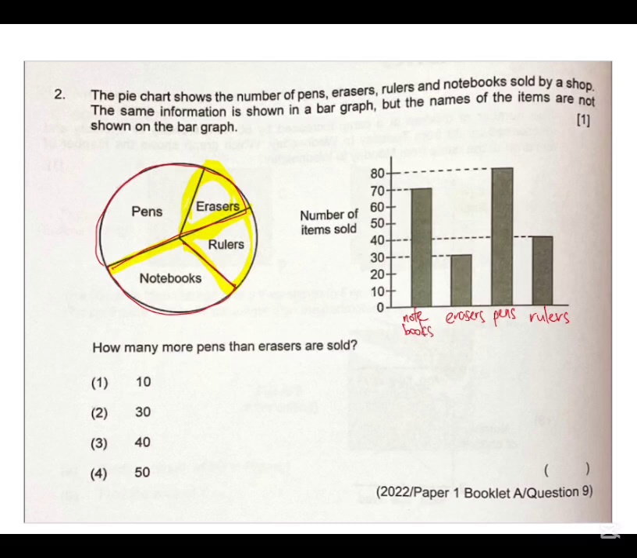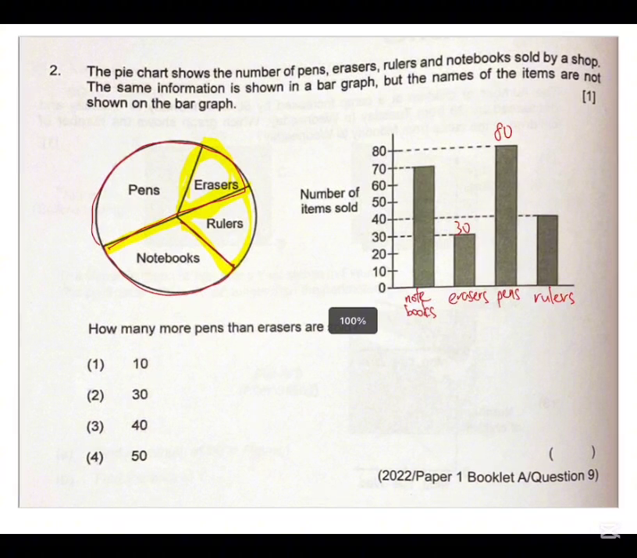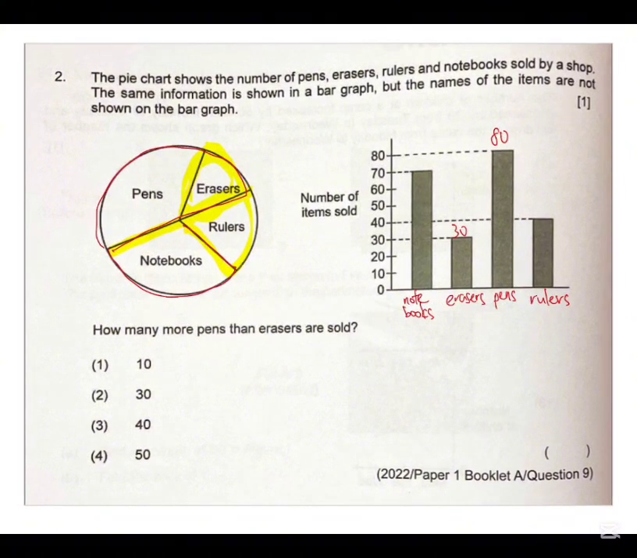Okay, so how many more pens than erasers are sold? So pens, over here we can see that pens is 80, right? Then erasers, we have 30. So how many more pens than erasers? We'll take 80 pens minus 30 erasers equals 50. So the answer is option 4.